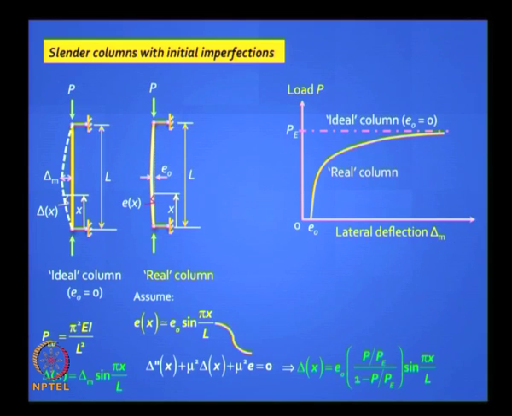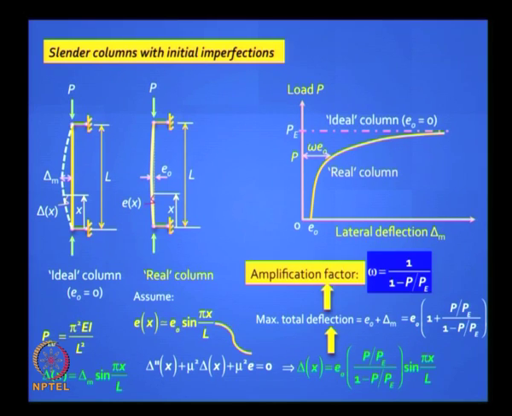So this is all general theory, and you can work out the maximum total deflection, which is e naught plus delta m, and you get an interesting result. You get what is called an amplification factor. At least you should remember this. The amplification on the deflection that you get, which you compute elastically, is 1 divided by 1 minus P by PE. P is the load you apply, PE is the Euler buckling load for an ideal column. So this kind of amplification you will encounter.